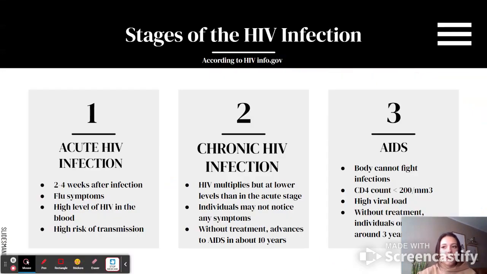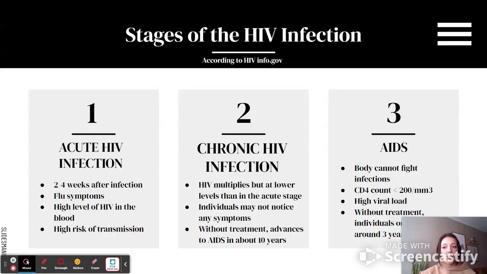So next up is the stages of HIV infection. There are 3 stages: the acute stage, the chronic stage, and AIDS. The acute HIV infection refers to around 2 to 4 weeks after the initial infection. During this stage, the individual may experience flu-like symptoms, so a fever, rash, aches, things like that. And these symptoms could last for a couple of days or up to a couple of weeks. During this stage, the individual has a high level of HIV in the blood, and so they also have a high risk of transmitting HIV during this stage.